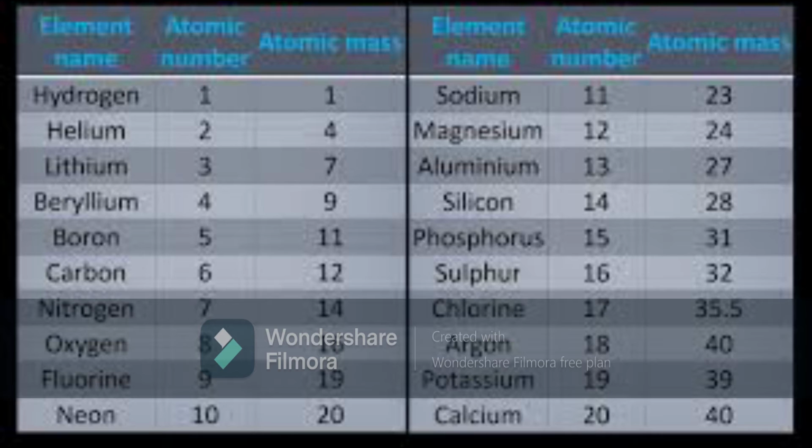The atomic mass of hydrogen is 1. The atomic mass of helium is 4. Lithium is 7. See on page number 51, you can see till 18. See table 4.1, I am explaining it.